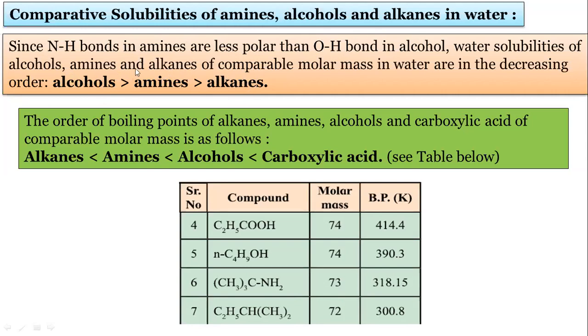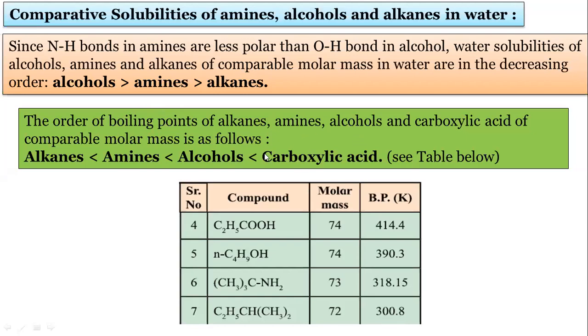So this is the simple reason alcohols are more soluble, then amines are soluble, and then alkanes are soluble. Now, if you consider the boiling points of alkanes, amines, alcohols and carboxylic acids, now I am considering not the solubility, I am coming to the boiling points. Now this boiling point factor depends upon the intermolecular forces.